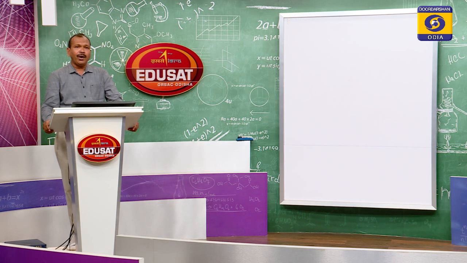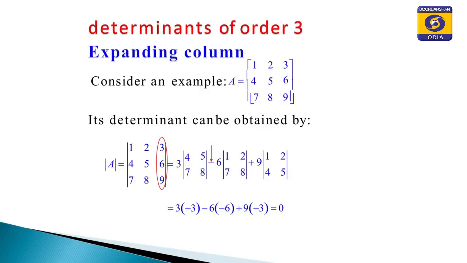Now, we have to find the value of a determinant of order 3. The determinant value can be found by the expanding method, along any one of the rows or any one of the columns. Here I give an example of a determinant by expanding a column. Suppose the rows are 1 2 3, 4 5 6, 7 8 9. This is a third order determinant.